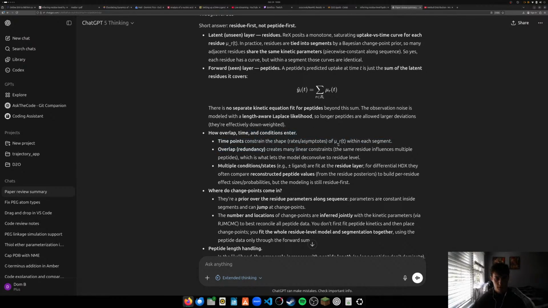Time points constrain the shape. Overlap creates many linear constraints. The same residues influence multiple peptides, which is what lets the model deconvolve to the residue level. Multiple conditions. Where do change points come in? They're a prior. The number and locations are enforced jointly to best reconcile the peptide data. You don't first fit peptides and then place change points. You fit the whole model using the peptide data.